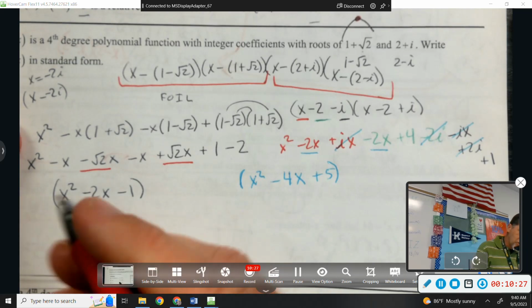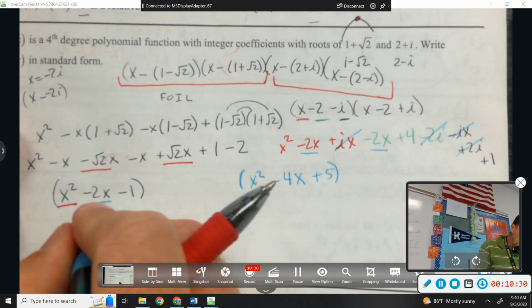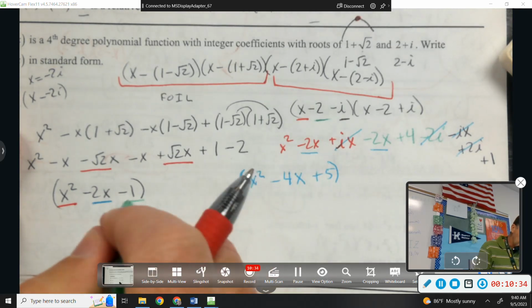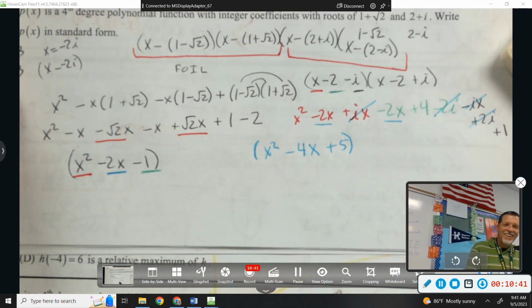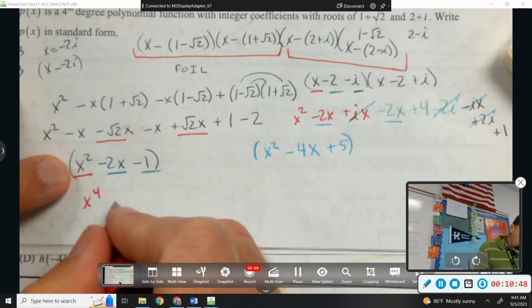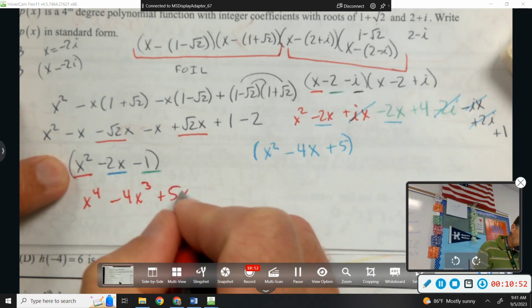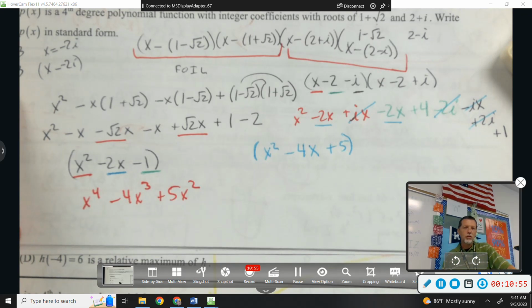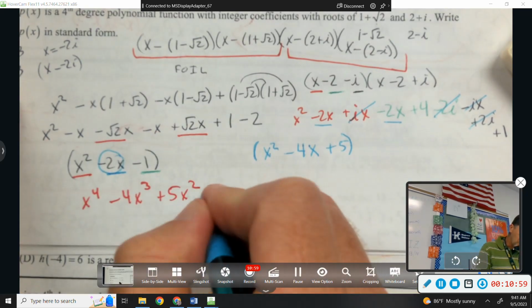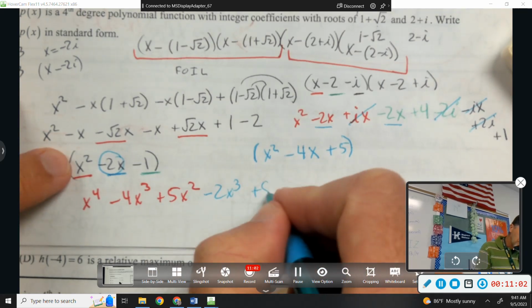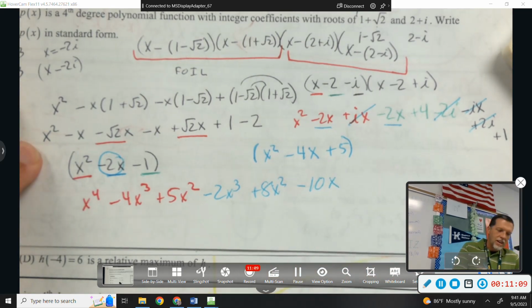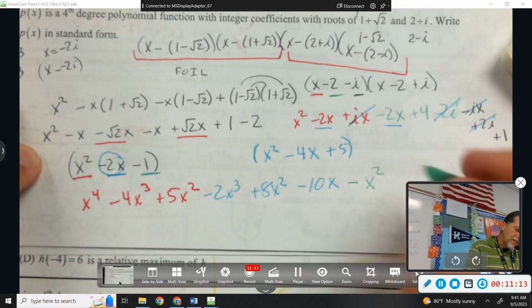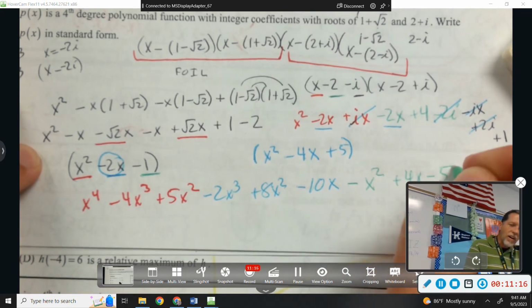So again, I like my color-coded strategy here. So I'll multiply by x squared, then I'll multiply by 2x, then I'll multiply by -1. By the way, there's not one this bad on the test, if you're worried. Let's see, so x to the 4th minus 4x cubed plus 5x squared. There's my x squared distribution. Now for the minus 2x. Minus 2x cubed plus 8x squared minus 10x. And then the minus 1: minus x squared plus 4x minus 5.